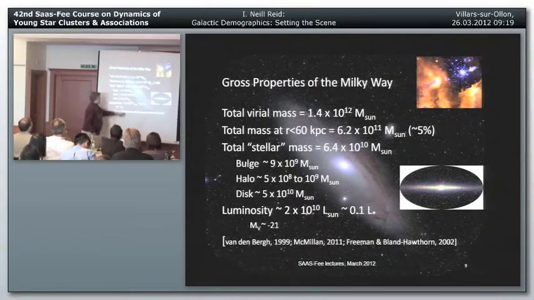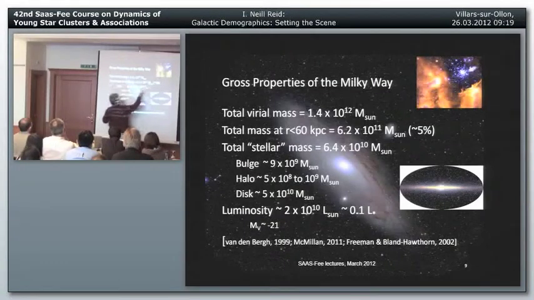Okay. The gross properties. These are from Sidney van den Bergh and the paper by McMillan, Freeman and Bland-Hawthorne, but just to give you a scale for our galaxy. The total virial mass looks like it's about 10 to the 12 solar masses. Going out to 60 kiloparsecs, you're talking about 6 times 10 to the 11 solar masses. The stellar mass within the galaxy is only about 5%. So 95% of the mass contributing within the Milky Way is dark matter.